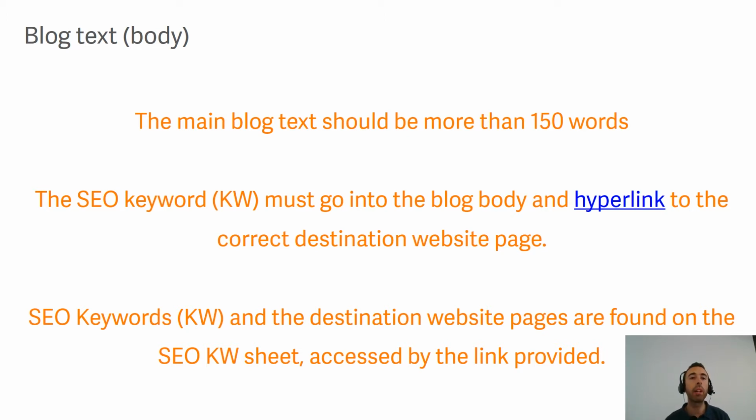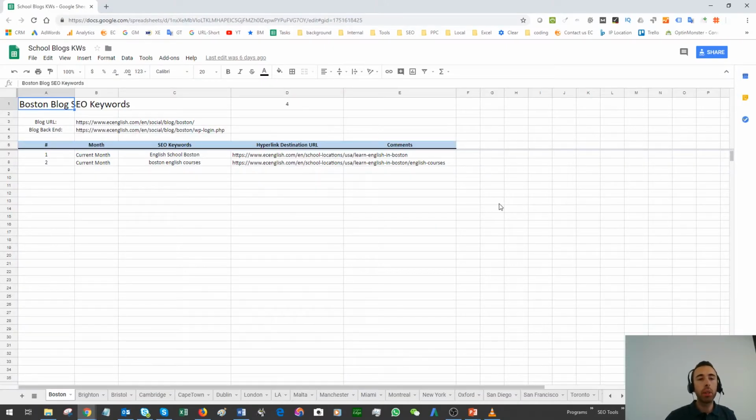Basically, when writing the blog article, the blog should be at least 150 words long. It can be longer if you like, longer is better. The most important part is to put the SEO keywords in the blog text and hyperlink them to the correct destination page. The SEO keywords are located in this Google Sheet.